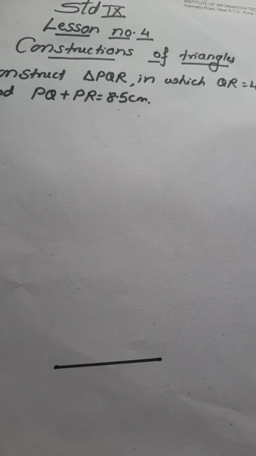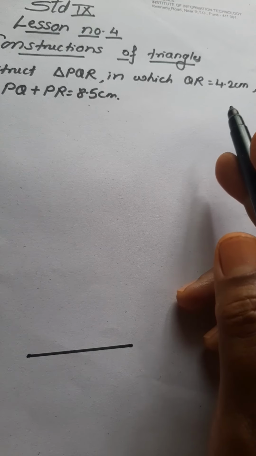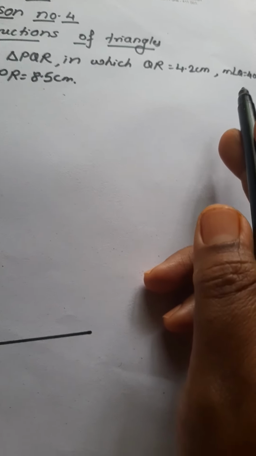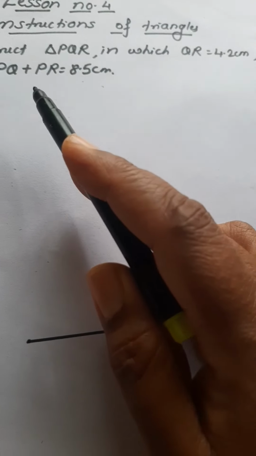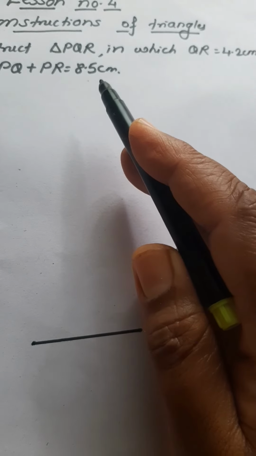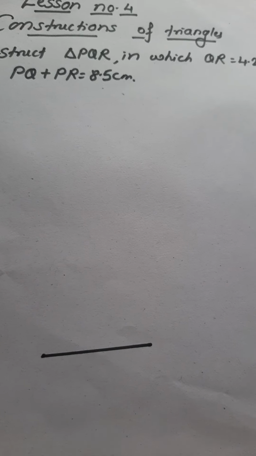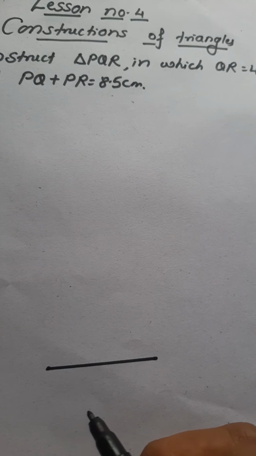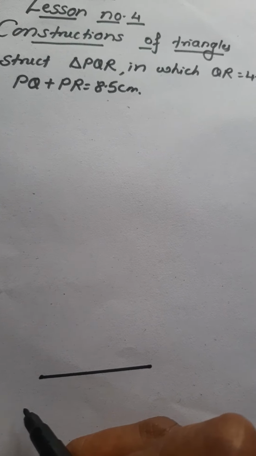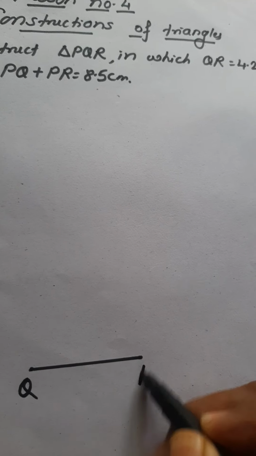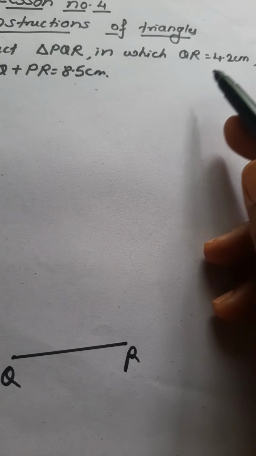To construct the triangle PQR in which QR is 4.2 centimeter, angle Q is 40 degree, and PQ plus PR is 8.5 centimeter. Now I have drawn here the 4.2 centimeter QR.